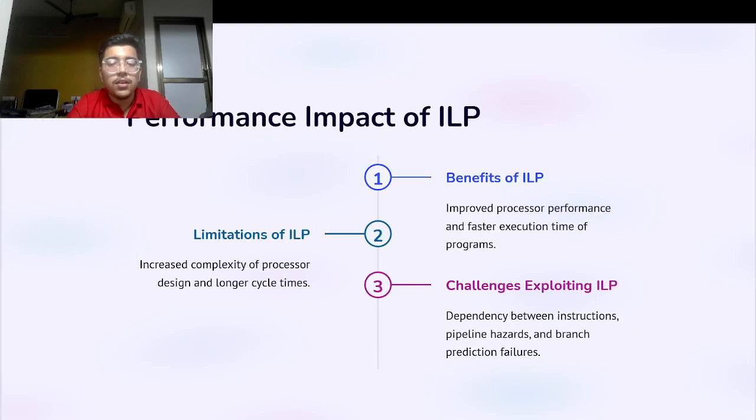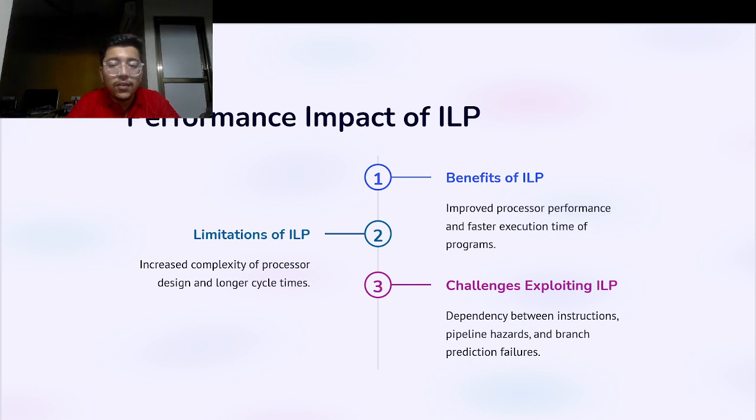Now, by instruction level parallelism, what performance impact do we have on the processor? Its benefit is improved processor performance and faster execution time of programs. And the limitation is that it increases complexity of the processor and takes longer cycle times.